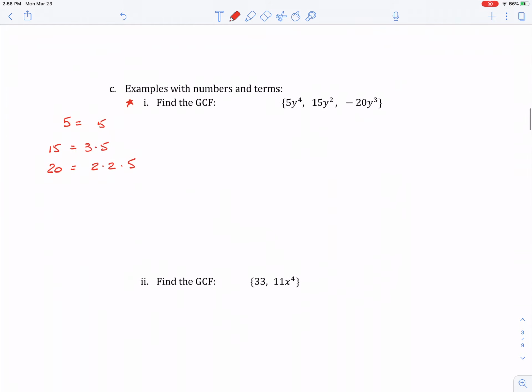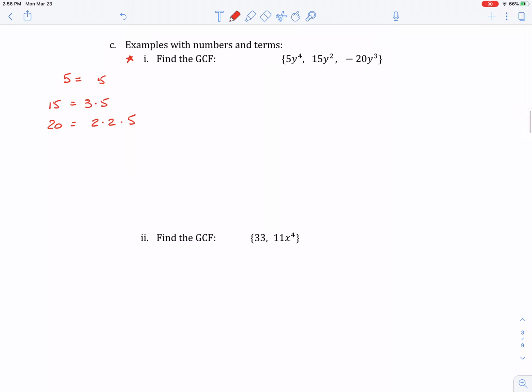All right, so here's a combination where we have numbers and letters, and I've already looked at the prime factorization out here for 5, 15, and 20, and as I look to see what they have in common, it looks like the only thing they have in common is the number 5. And now I'm going to look at the variables and see which is the least exponent. Looks like y to the 2nd is the least. So the GCF for this is 5y to the 2nd.